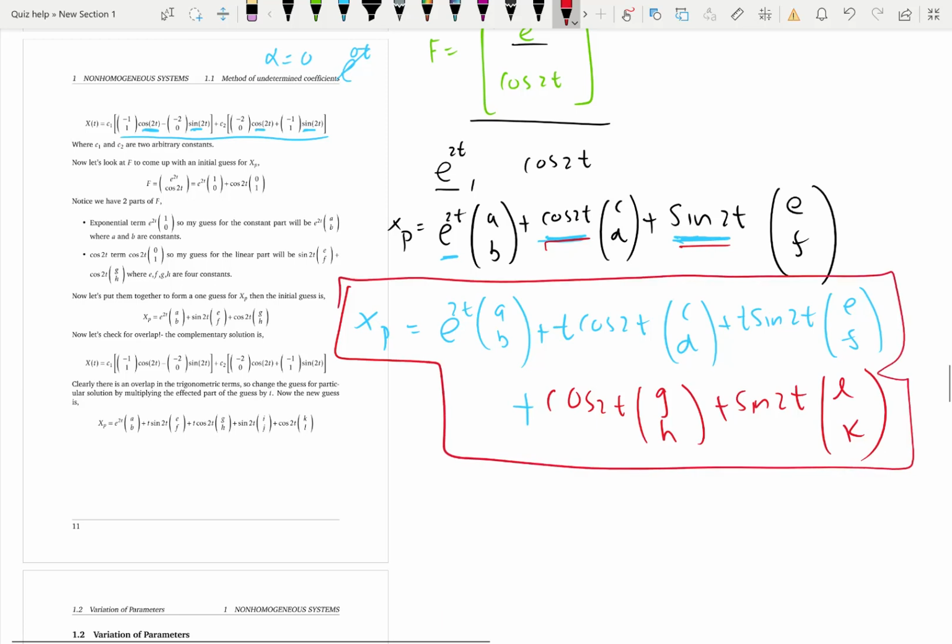Okay, all right, so that is how you create a guess or a trial form for the particular solution in systems when you have overlap. Okay, all right, thank you.